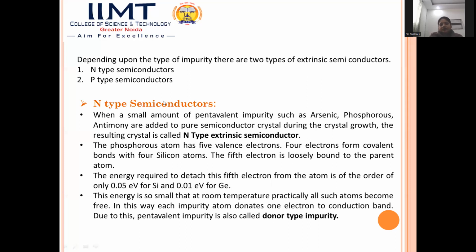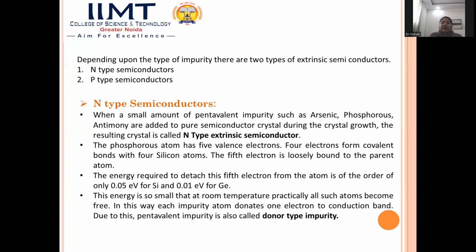In this, as we have already discussed, a small amount of pentavalent impurity is added to the pure semiconductor crystal during the crystal growth. Now, let us assume that we are adding phosphorus impurity into the silicon lattice. So by adding this phosphorus atom, what will happen? Silicon has 4 valence electrons, but phosphorus, being a pentavalent impurity, has 5 valence electrons. Out of those 5 valence electrons, 4 electrons will form covalent bonds with the 4 adjacent silicon atoms, and the 5th electron will be loosely bound to the parent atom.